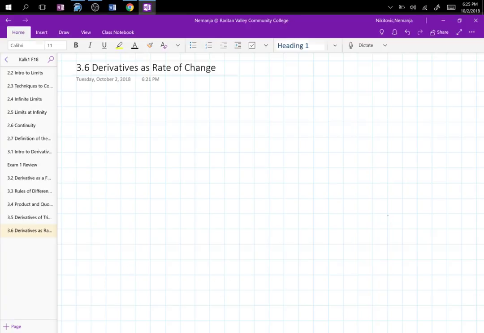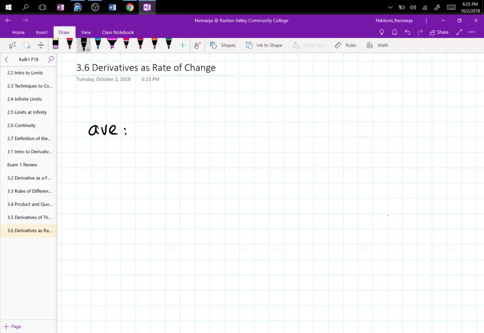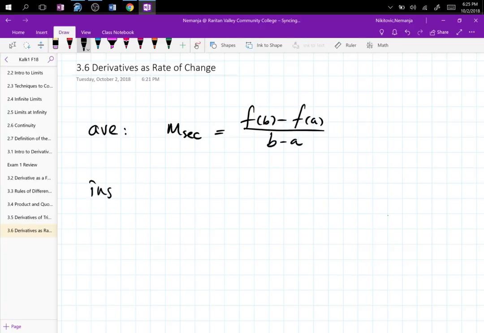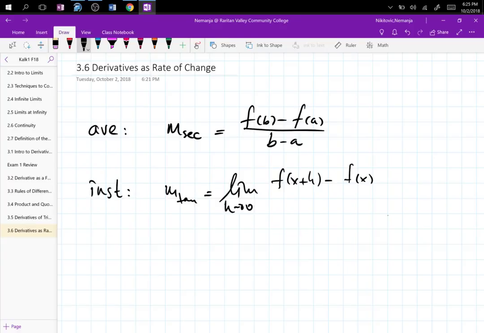So our average was given as the slope of the secant line, and that was f of b minus f of a, right? Two values over b minus a. That's good. And instantaneous was the derivative. We call that the tangent line. So the slope of the tangent line was the limit as h goes to 0 of f of x plus h minus f of x divided by h. So these are the things that we did so far, and now we want to put this in the context of the world around us.